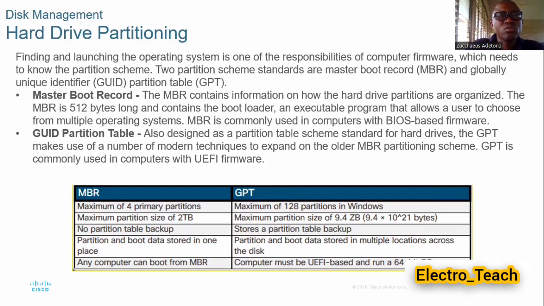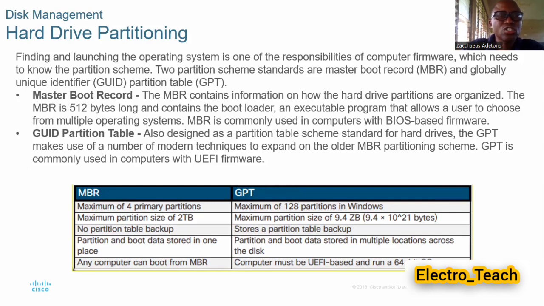All right. So the master boot record contains information on how the hard drive partitions are organized, and this information is stored in the BIOS. When the computer is starting up, it will look for this MBR to know which is the bootable disk, and then it looks for the disk that should be reached first to find the operating system and load it up. The MBR is 512 bytes long and contains a bootloader, which is an executable program that allows the user to choose from multiple operating systems. The systems using BIOS firmware are the ones that usually use the MBR partitioning system.